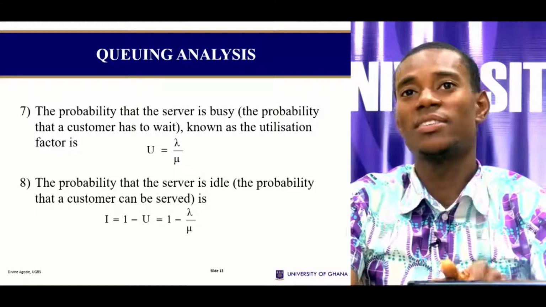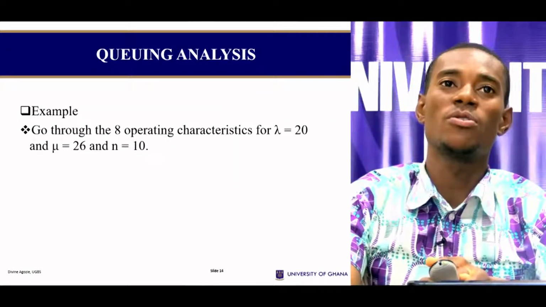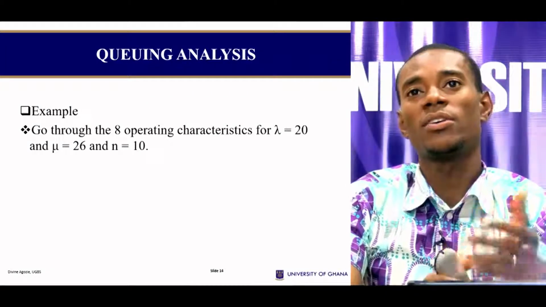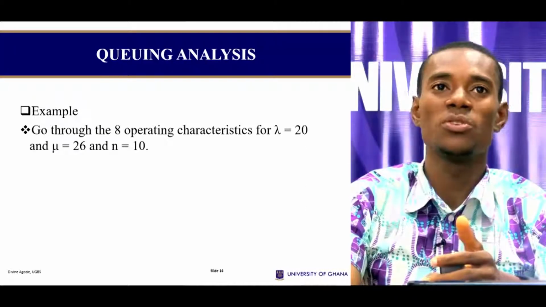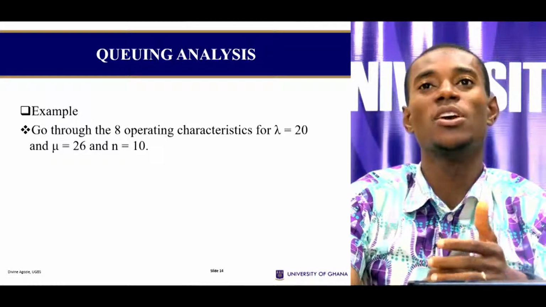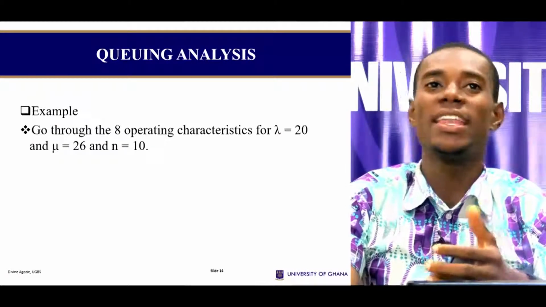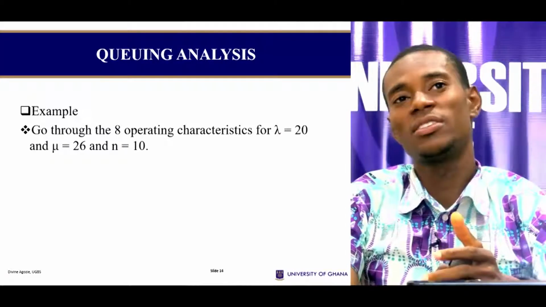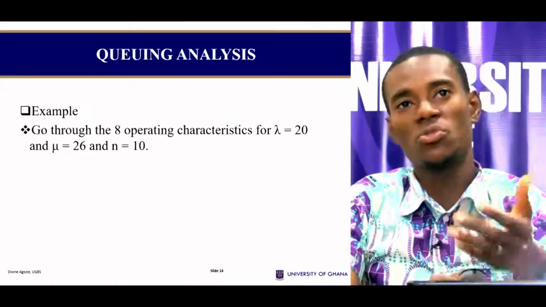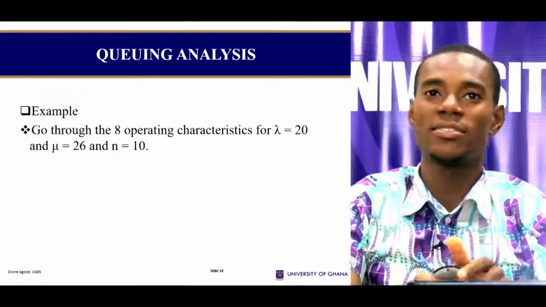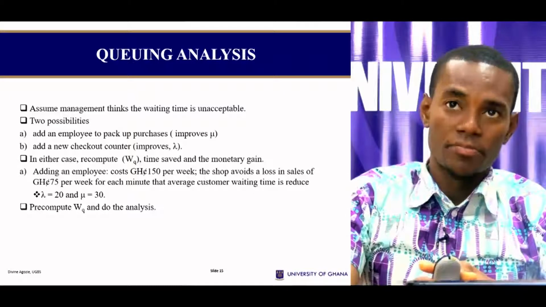And that is the same as the idle time. So there's this example that we can go through. It says we'll go through the 8 characteristics with lambda being equal to 20 and mu being equal to 26 and n equals 10. So assume that the average arrival rate is 20 per hour. The average service rate is 26 per hour. And then let's assume n is 10. And you go through the process.